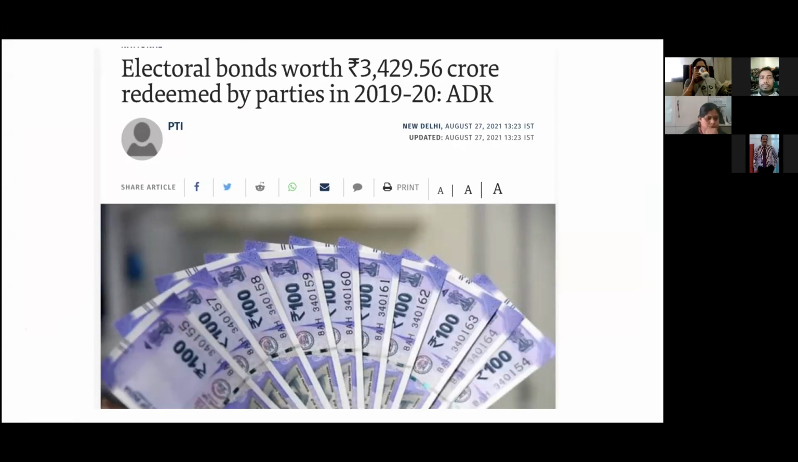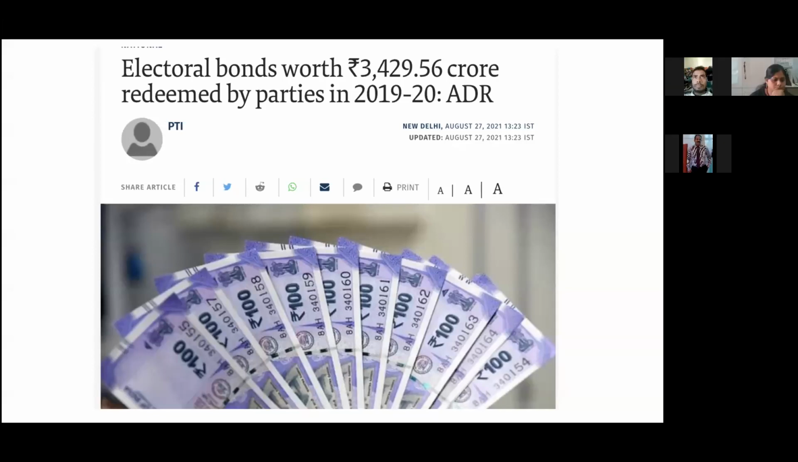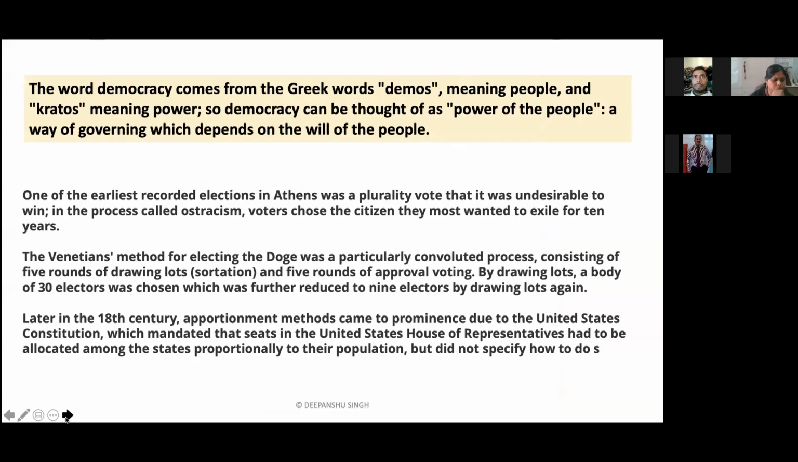Now, this is again a report published by the Association for Democratic Reforms. So having said all of that about the entire system, and considering also these numbers, we have a lot to think and ponder upon. So let's start with a few basics about the election system in India.